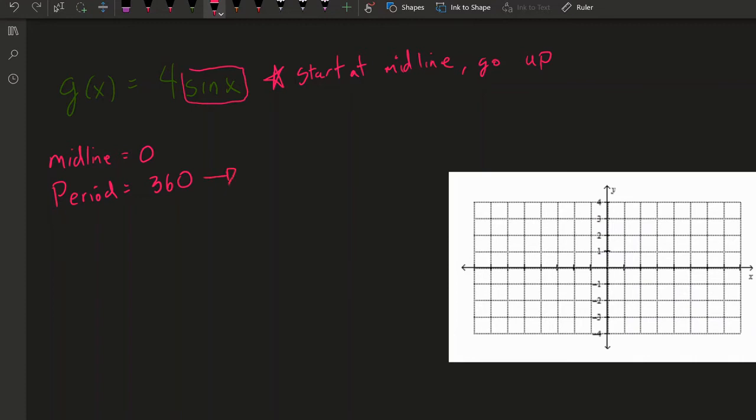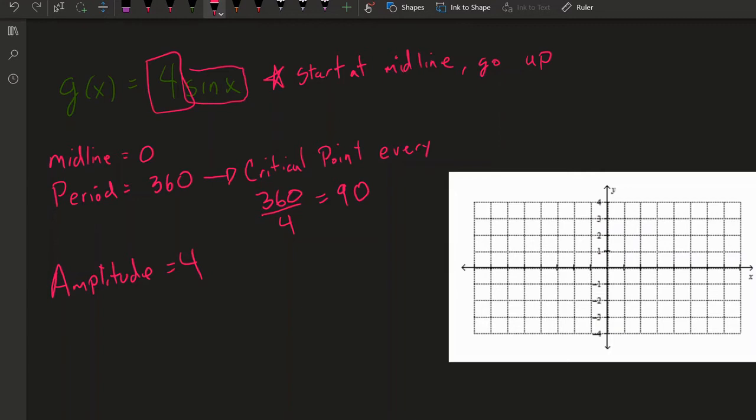And from that, we want to calculate where the critical points happen. Critical points are either midline, maximum, or minimum. Critical points are going to happen every period divided by 4. So that means every 90 degrees we're going to reach a critical point. And then we know that the amplitude is 4. That's this number right here. Amplitude is 4.